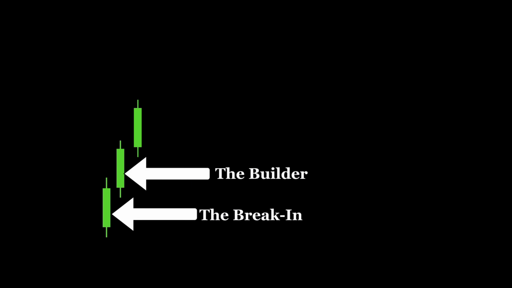The second candle is known as the builder. It opens near the first candle's close and closes even higher, with little to no lower wick. It shows there's almost no selling pressure. Buyers are no longer reacting, they're building a position with confidence.